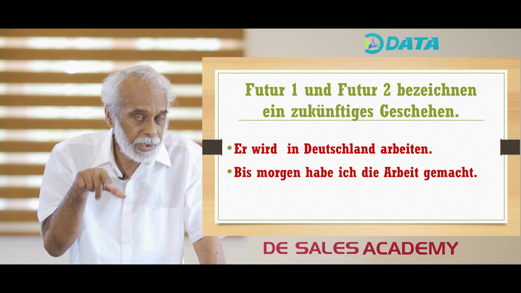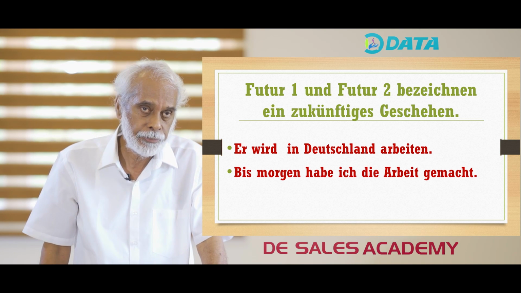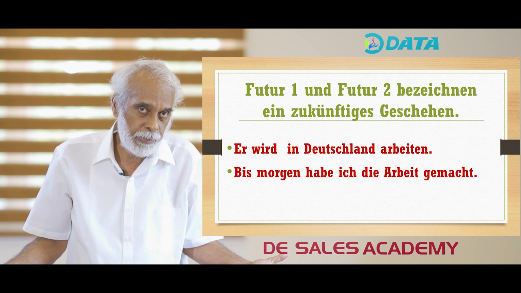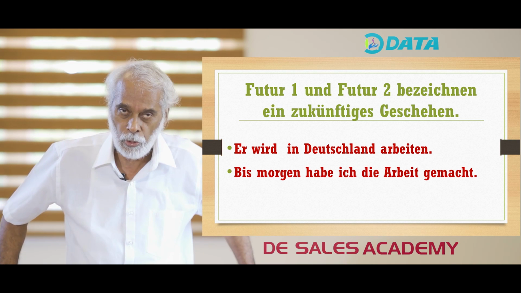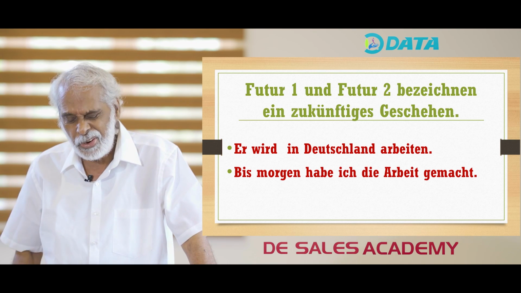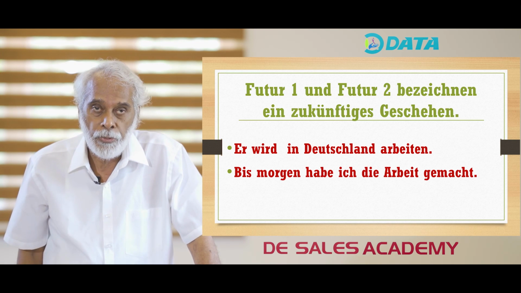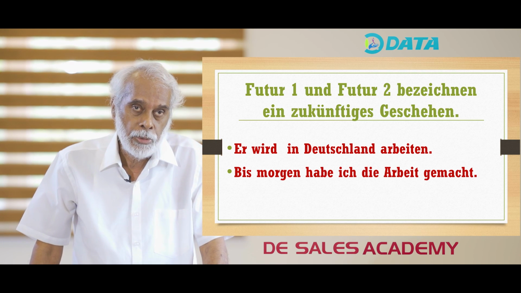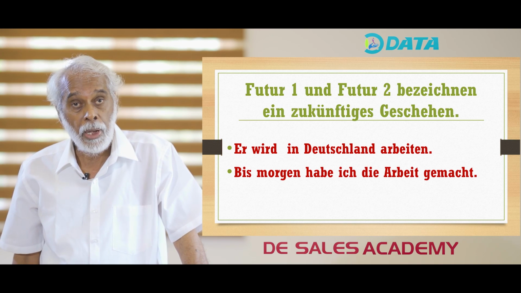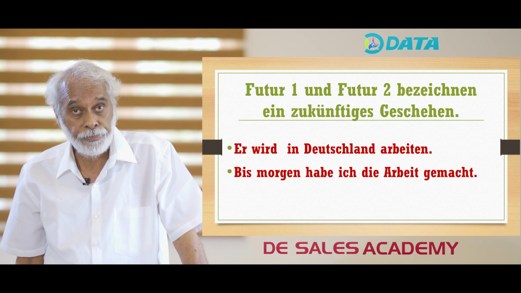But since that Zeitangabe morgen is there, we are not making just a perfect sentence. A perfect sentence always shows something which has happened in the past. This sentence has a clear meaning of the future. So, bis morgen habe ich die Arbeit gemacht.